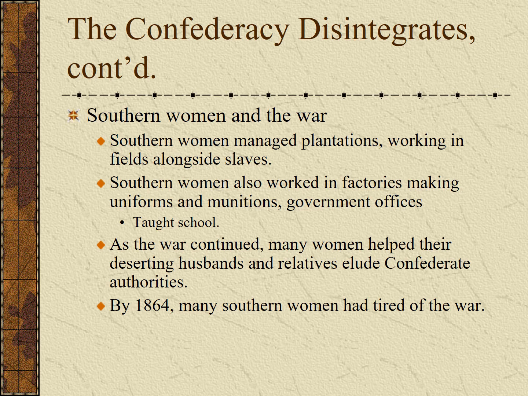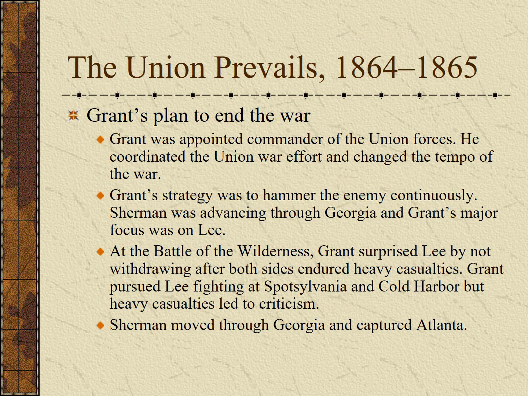Southern women also worked in factories, making uniforms, munitions, and in government offices. They often taught school. And as the war continued, many women had to help their deserting husbands and relatives elude Confederate authorities. Desertion was and is a federal offense, and at the time was punishable by death. And so these soldiers had to be hidden. And by 1864, many Southern women had tired of the war.